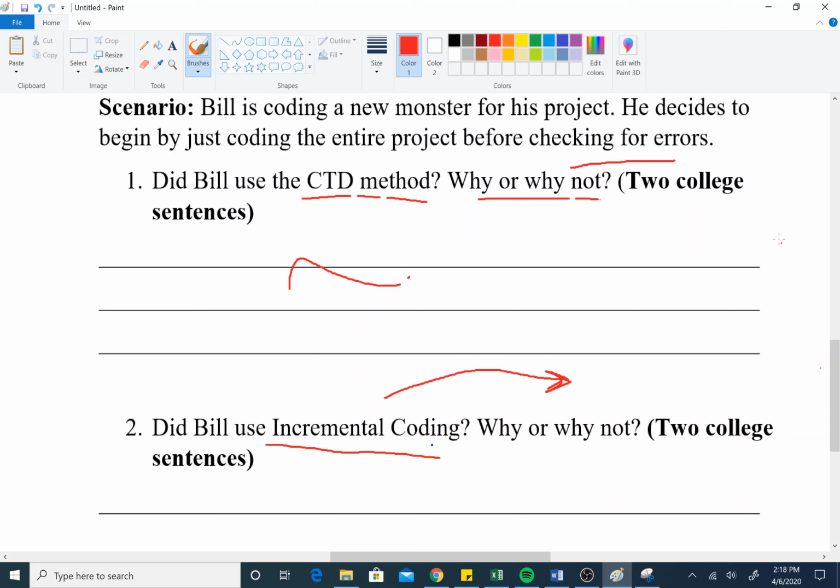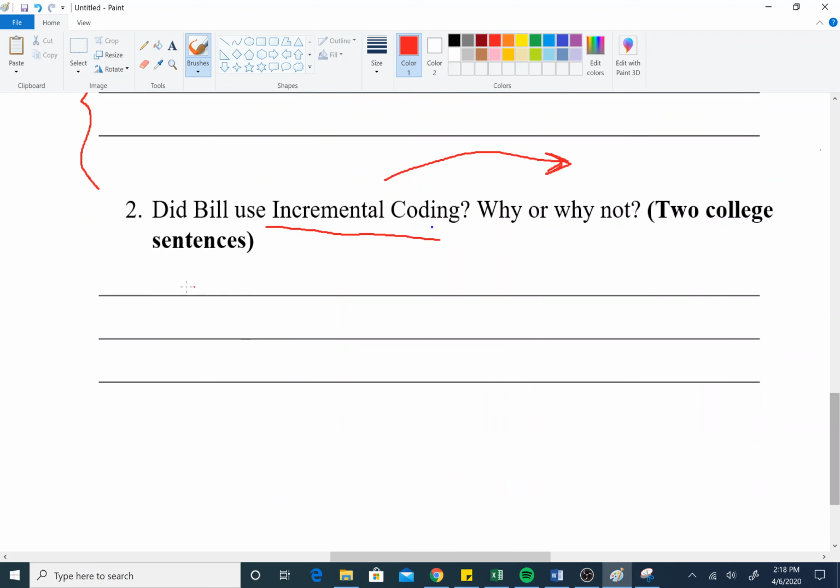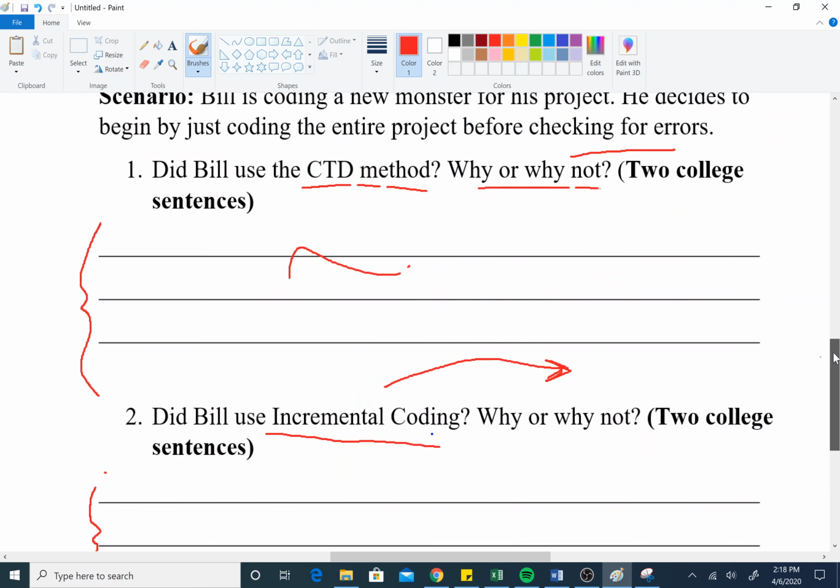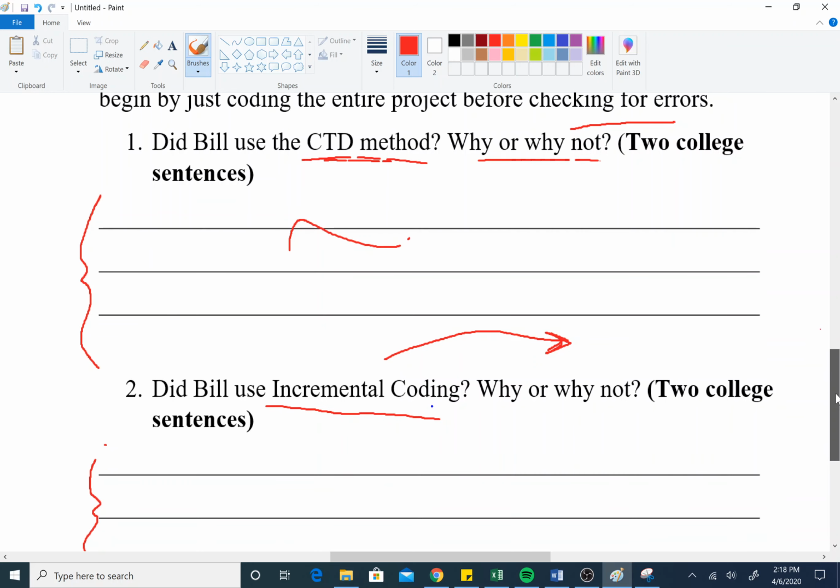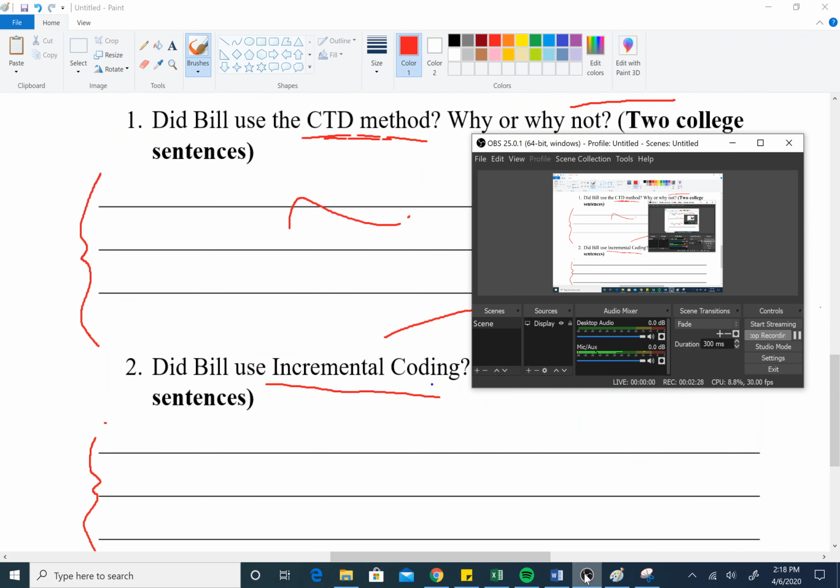So you would explain your thinking and your logic within these lines here, okay? Reading the situation, and knowing your knowledge of code test debug and incremental coding, did Bill use them? Okay. Good luck.